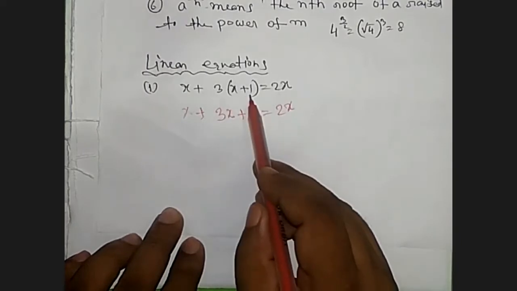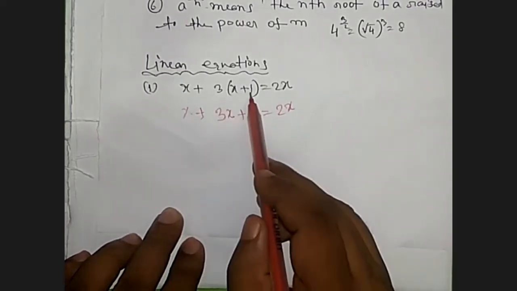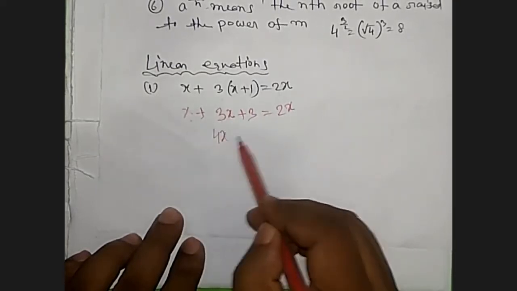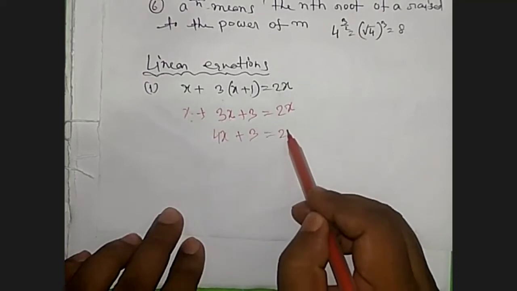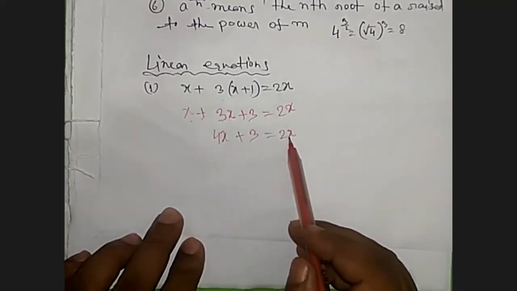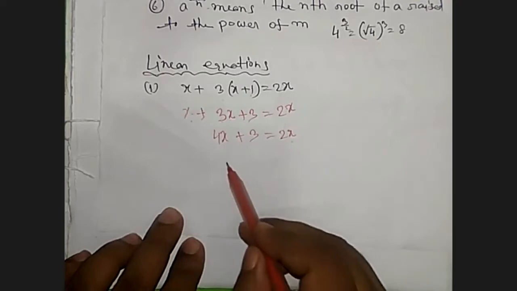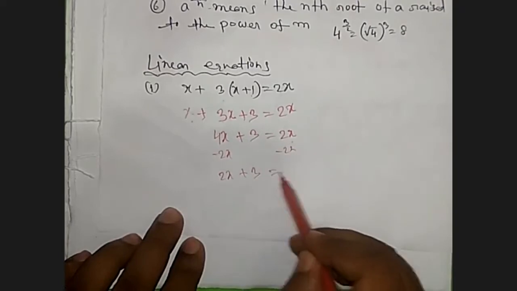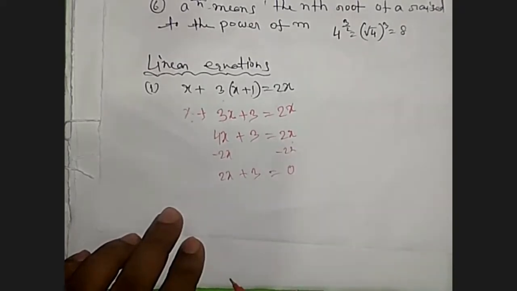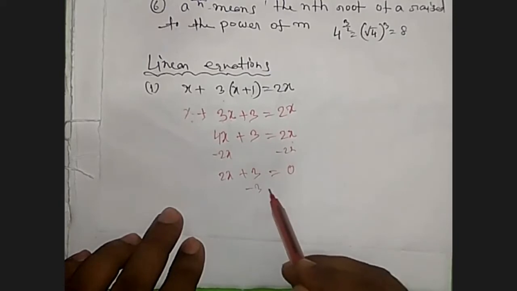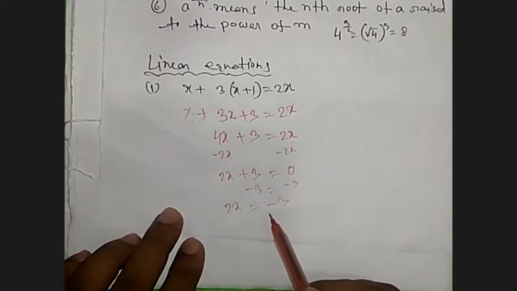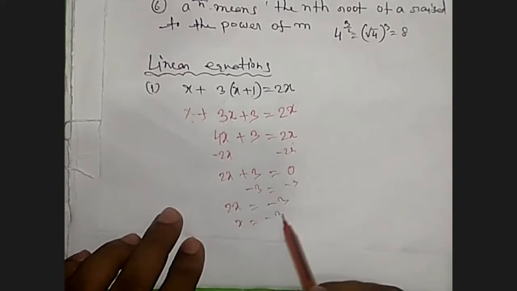Removing the bracket, 3 must be multiplied with x, and 3 must be multiplied with 1. We can write x plus 3x plus 3 equals 2x. Now 3x and x are like terms, that is 4x, so 4x plus 3 equals 2x. Now there's a 2x, so subtract 2x from both sides. That means 2x plus 3 equals 0. Now subtract 3 from both sides, so it becomes 2x equals minus 3. Let us divide this equation by 2, then x equals minus 3 by 2.